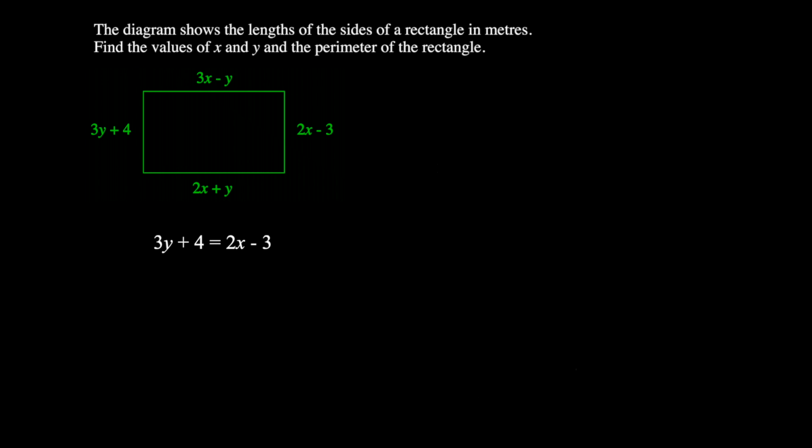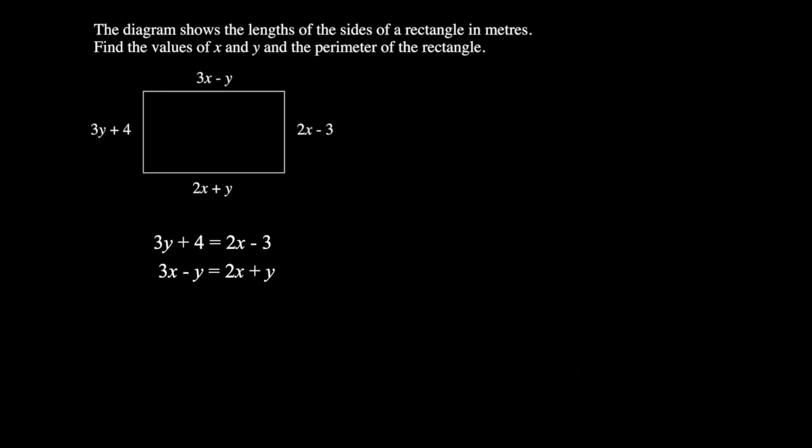So we know that 3y add 4 must be equal to 2x subtract 3. And we know that 3x subtract y must be equal to 2x add y. So we're going to use this information to create our two simultaneous equations.